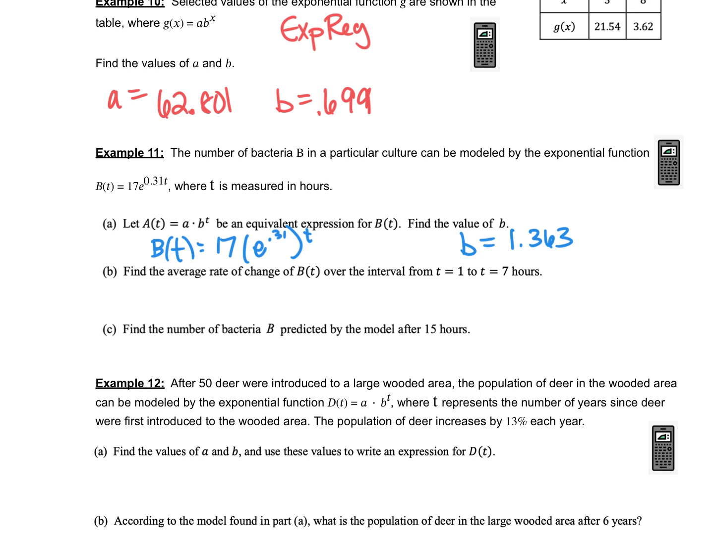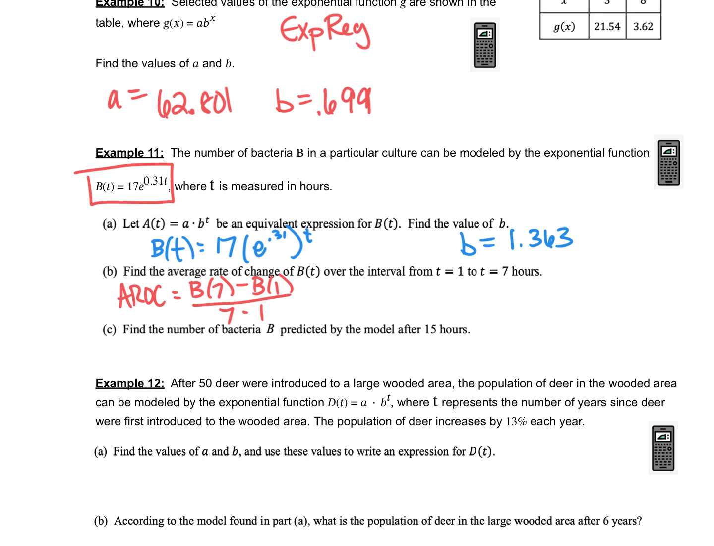So now it says find the average rate of change of B of T over the interval from T equals 1 to T equals 7. Well, that's not a standard in this chapter, but we can do it because we've already learned average rate of change. Average rate of change says I'm going to find what? It's like the slope, right? Average rate of change is the slope. So we're going to use our B function. We're going to take B of 7 minus B of 1 over 7 minus 1.